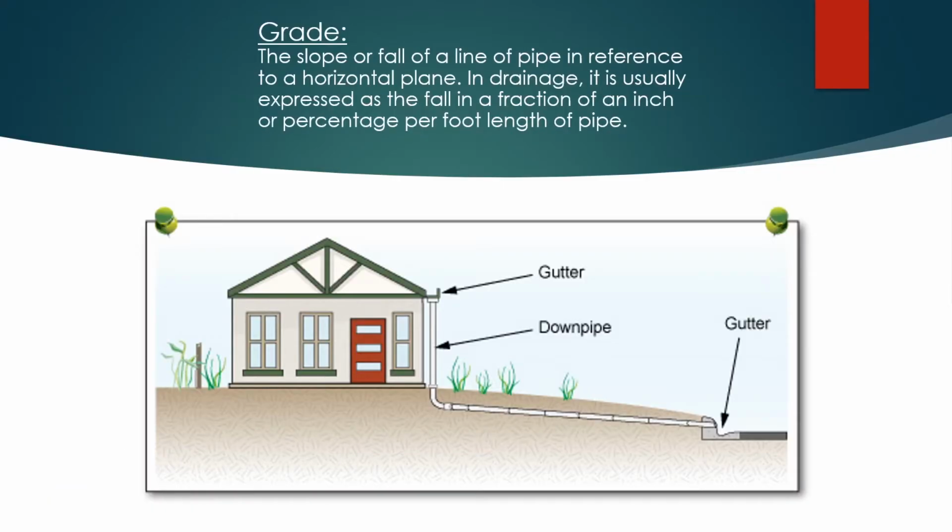Next, we have grade. Grade is a slope or fall of a line or pipe in reference to a horizontal plane. In drainage, it's usually expressed as the fall in a fraction of an inch or percentage per foot length of the pipe. So anything that has water in it usually will have some sort of slope in it. Basically, you don't get standing water in the pipes, and so the grade is essentially the rise and run. It's usually like, I think, 1/8 of an inch over 1 foot is a standard drop.